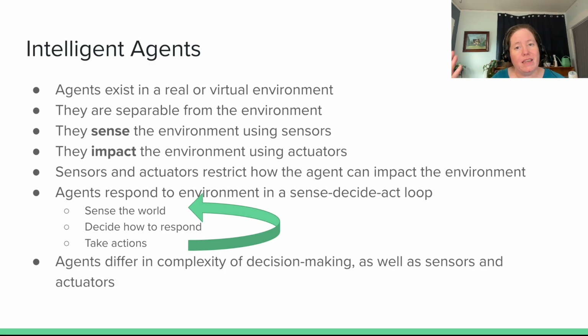Some, maybe it's more like playing a chess match where there might be minutes in between different rounds of this loop. And agents can differ greatly in how complex their decision making is. We're going to start looking at reflex agents that have very, very simple decision making, but you can go up to agents that reason about their own goals and the utility of their actions and all of those kinds of things, beliefs about others and all that. So there's a wide range of different kinds of agents out there.